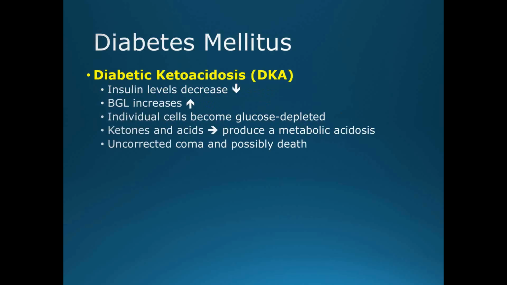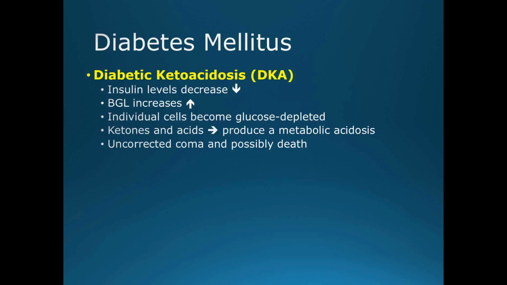In DKA, the insulin levels go down, the blood sugar goes up, but because there's no insulin whatsoever, those individual cells become completely glucose depleted. Whereas our patients that have type 2 diabetes, there is a little bit of insulin there, so it kind of keeps those cells from being completely depleted. Our body, because we have so much sugar running around and no way to use it, starts to try and metabolize this sugar. And it does that in several ways.